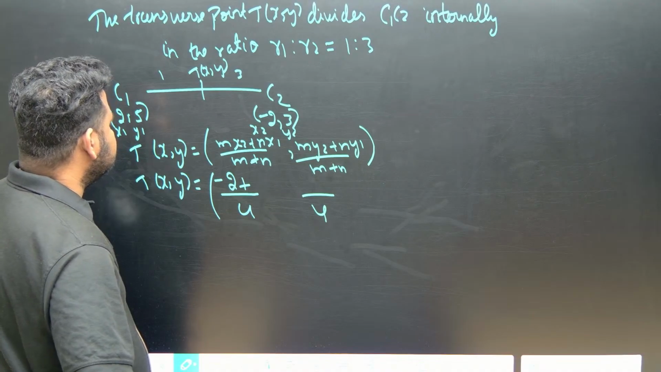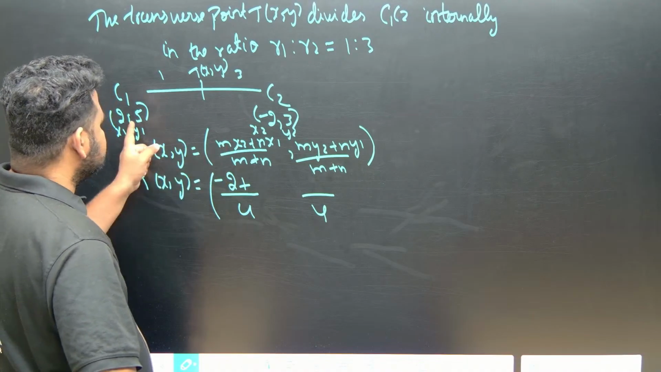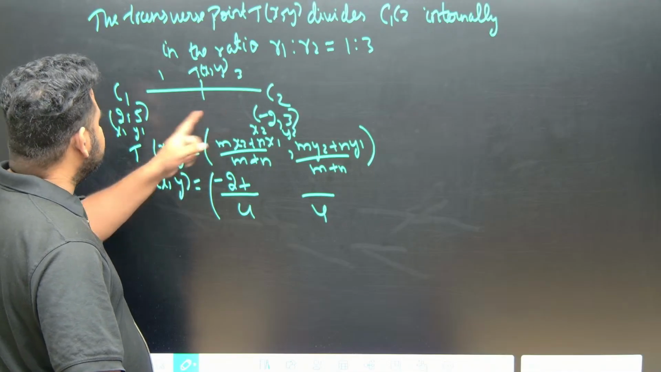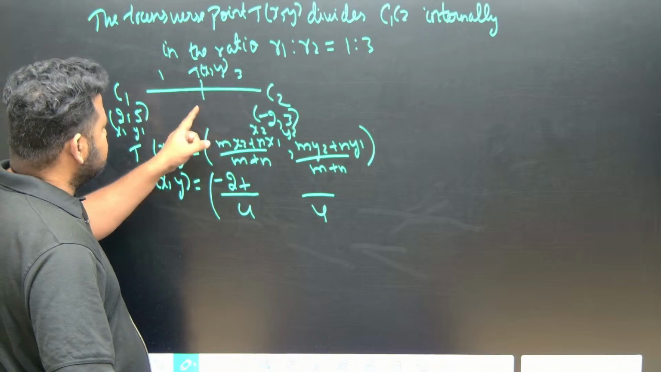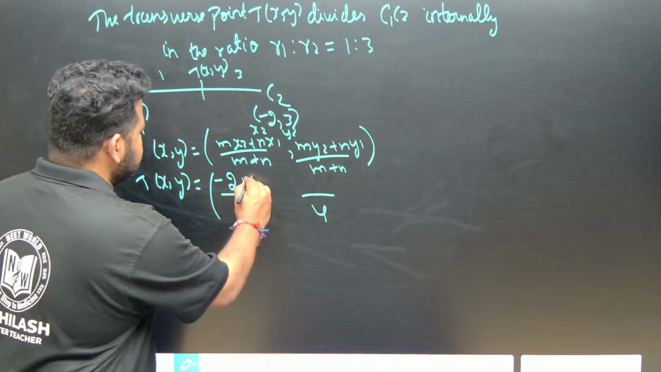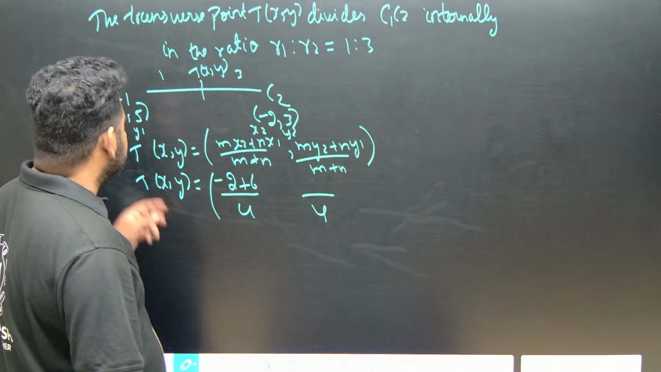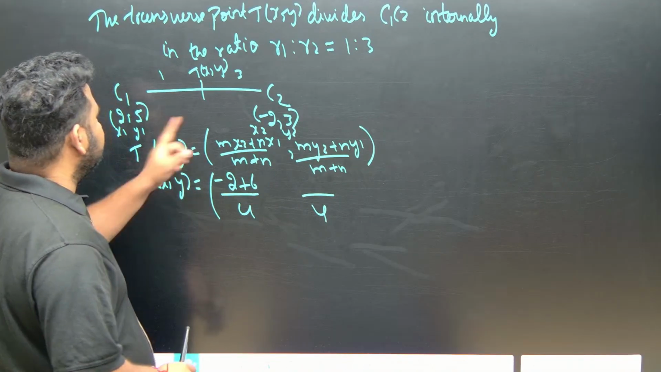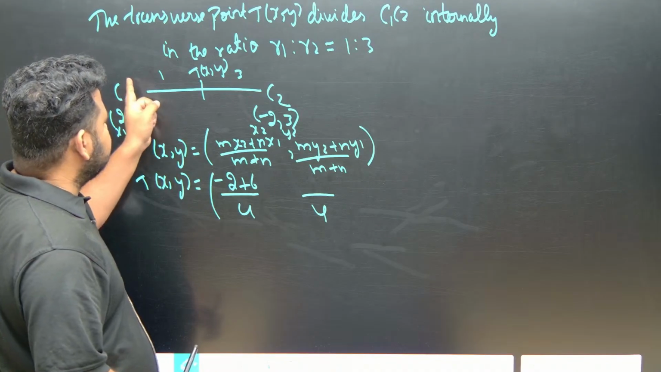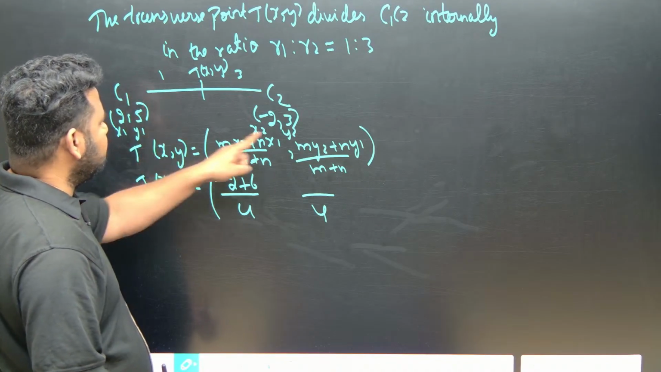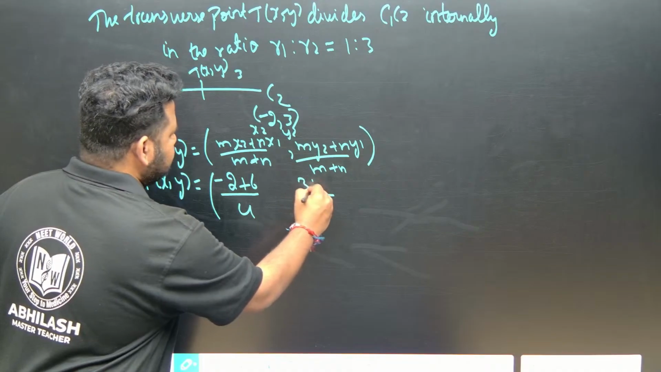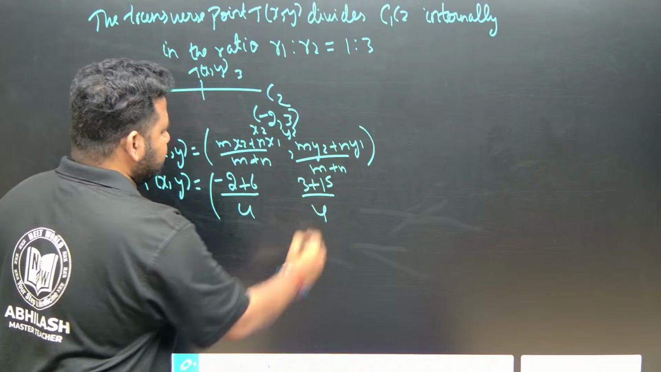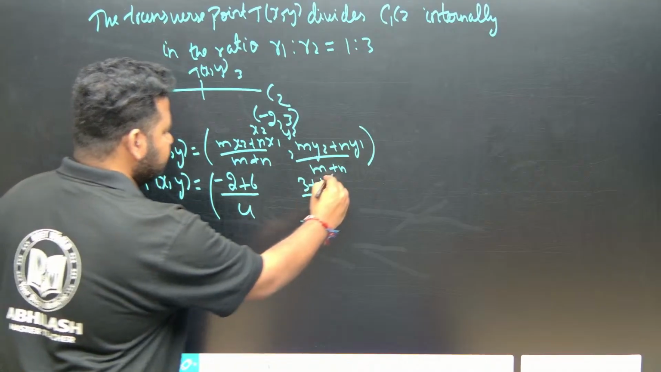Minus 2 plus 3 into what is it? n x1. So n x1, 3 into 2 is 6. Okay, 3 into 2 is 6. So next what we have? m y2. m y2 is what? M is 1, y2 is 3, correct? 3 plus n y1. So 3 into 5 is 15. Okay, 15. So this is what we have.